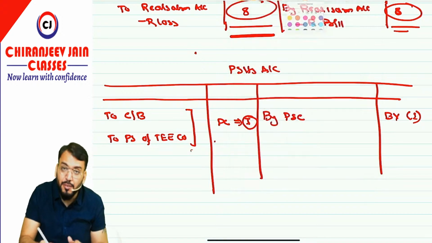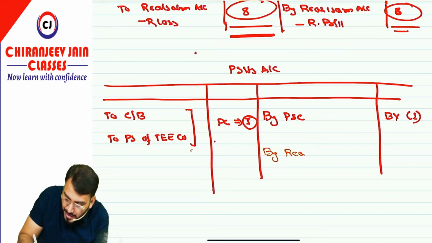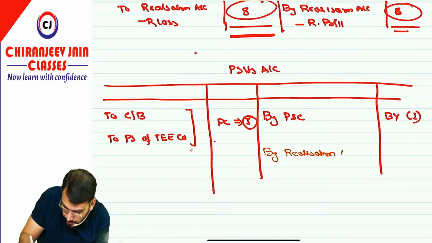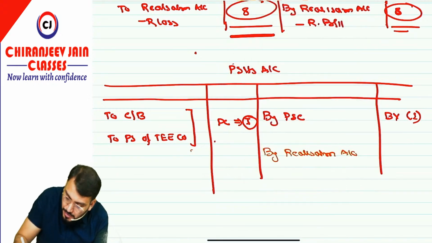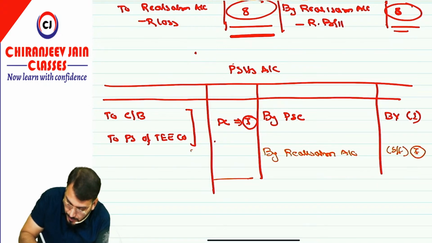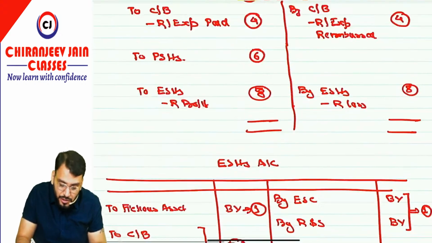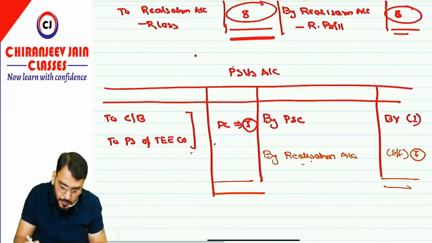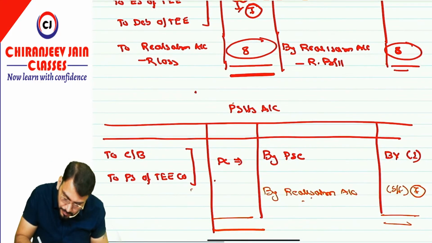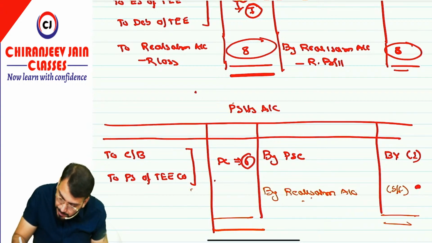So the difference will be transferred to realization account. Means you have made more payment to preference holders. Normally in a question it will be more payment. Written by realization account. This is also step number 7. This is the balancing figure. You can see this has been transferred to the realization account. So this is step number 6, my mistake.